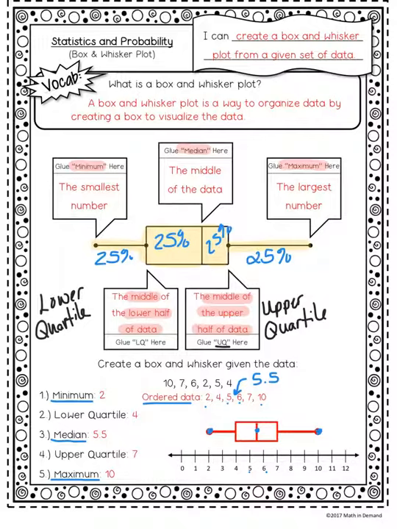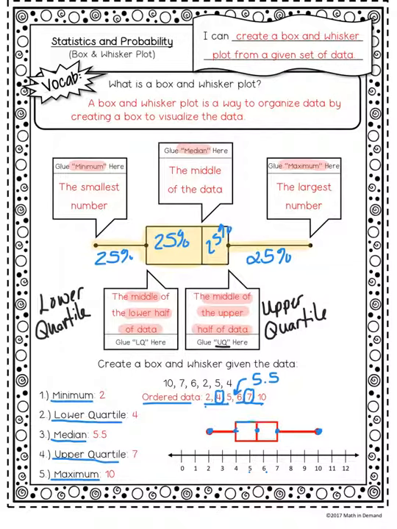Next, we have to find the lower and the upper quartiles. Okay, the lower set of data are these 3 numbers. The upper set are these 3 numbers. The lower quartile is the middle of these 3 numbers, which is 4. The upper quartile is the middle of the top three numbers, which is 7. Then I put a dot above 4 and a dot above 7. Even though mine's already drawn for me, you now should have 5 dots on your paper.